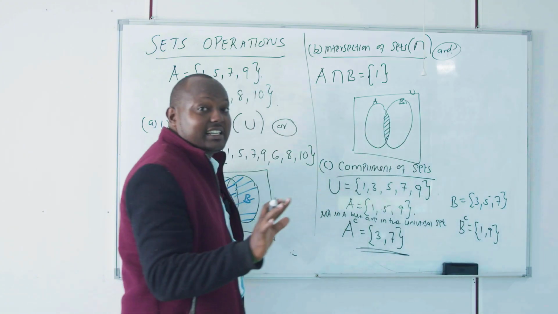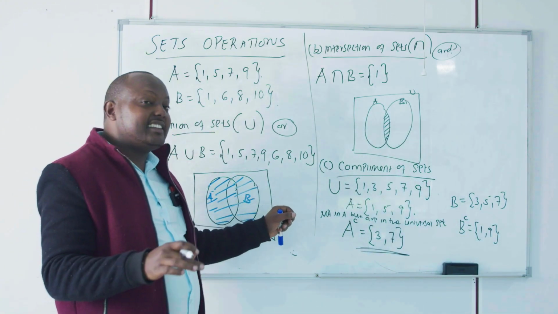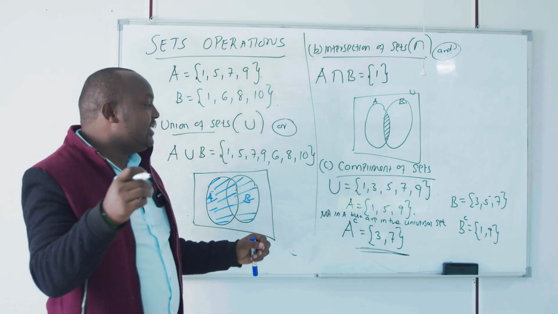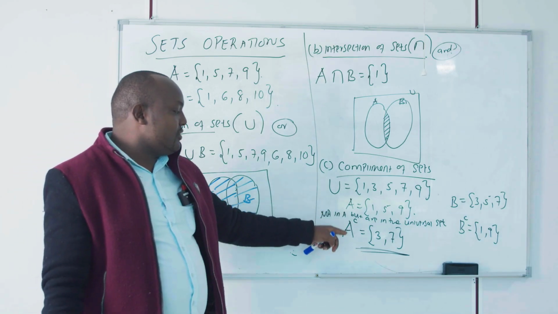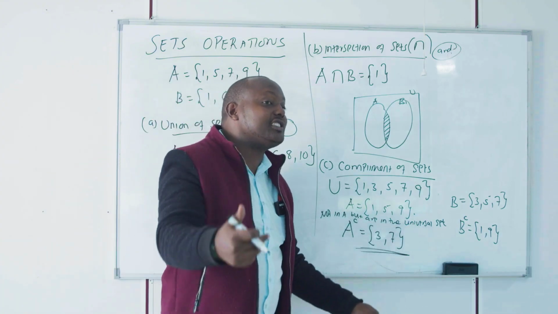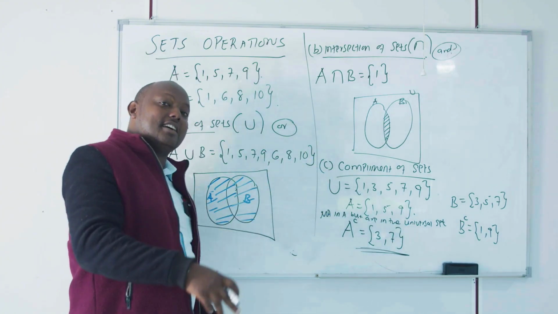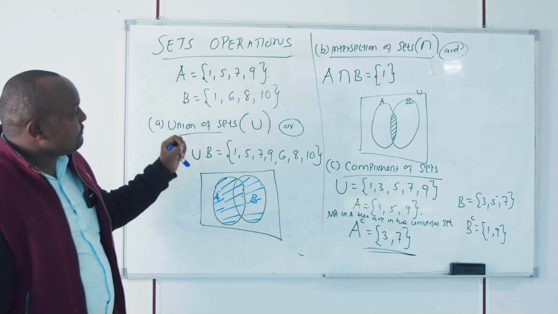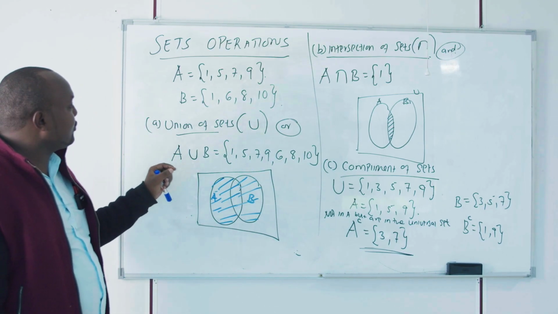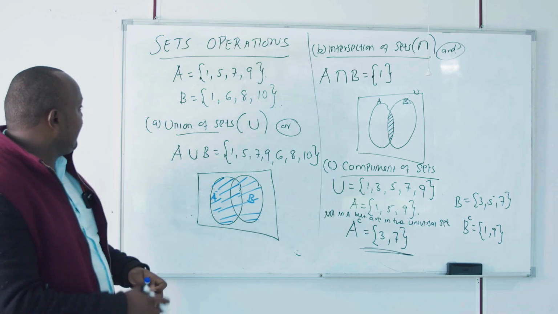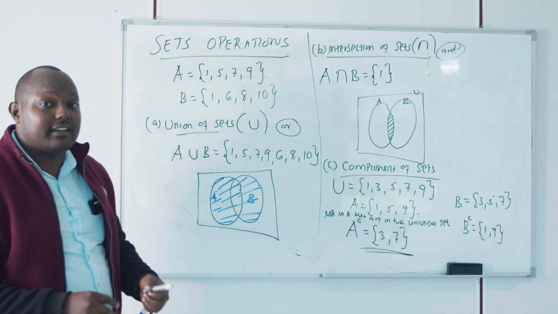I want to make that one clear. When we talk of complement, when we are talking of A complement, they are not in A. B complement, not in B, but you find them in the universal set. So the other set operation I want to look at is the set difference. Maybe we look at the fourth one, set difference.